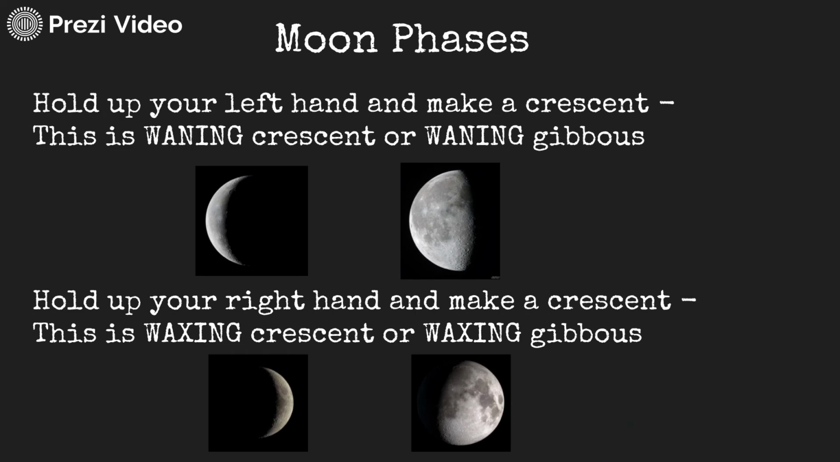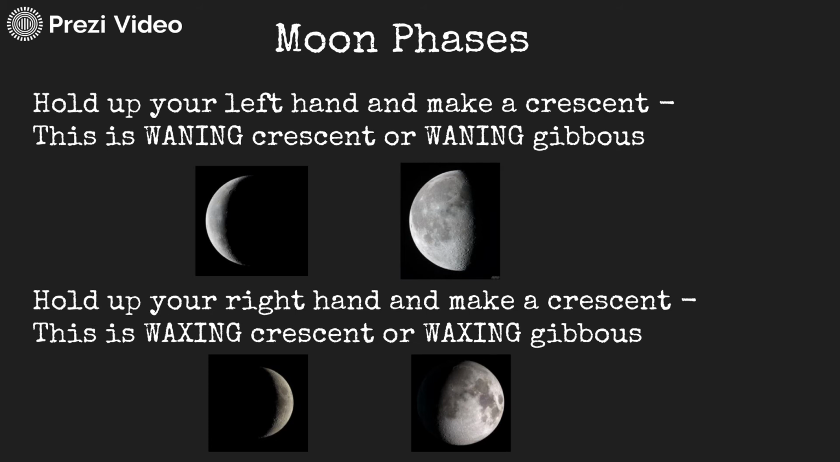But to get a better idea of what is waning and what's crescent, you can hold up your left hand and make a crescent. If you hold up your left hand, that side is going to be waning, meaning it's getting smaller and closer to being an empty moon, right? If you have your right hand, if that side of the moon is visible, we call that waxing, and that's going to be growing, or a growing moon.